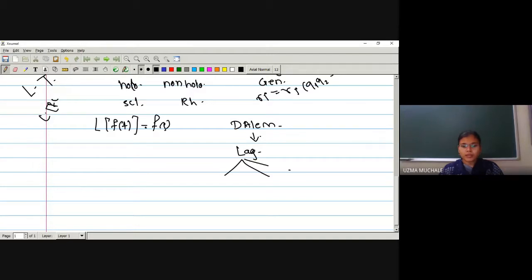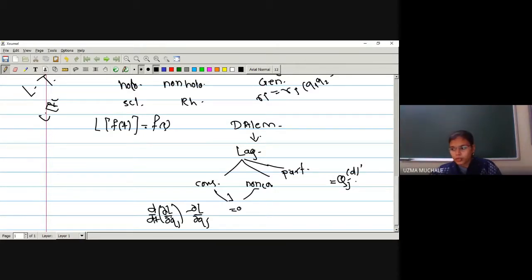And for Lagrange's equation of motion, we have seen the cases: the conservative case and the non-conservative case. For both cases, we have the same equation. What was our equation? d by dt of dou L by dou Qj dot minus dou L by dou Qj is equal to 0. But for the partially conservative case, what do you mean by partially conservative? It consists of both conservative as well as non-conservative. For that case, the value is equal to some Qj dash. What do you mean by Qj dash? It is a dissipative force, the force which tries to destroy the motion of the particle.